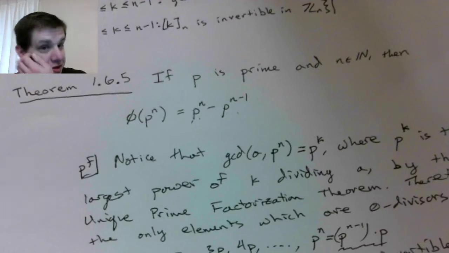Okay, so this is theorem 1.6.5. Our next theorem also has to do with counting or computing phi. And the last theorem combined with this theorem gives us a very efficient way of computing what phi of any number is. You can always just write out all of the numbers, but this will give us a very efficient way so that we don't have to do that and check manually which ones are coprime.